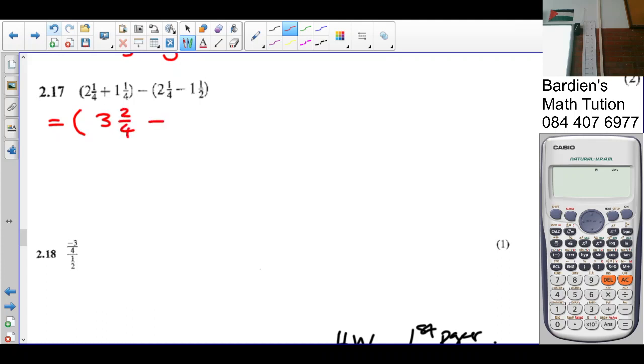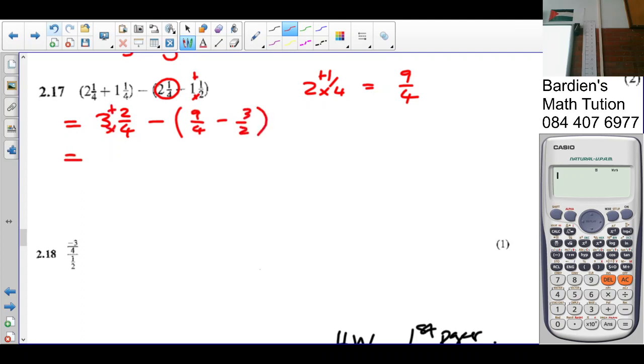Not so, minus. Here we need the LCM. Not so. So, what's the LCM here in this bracket? 4. But I'm going to change that. That can be 2 and a quarter. Can be written as 9/4. To multiply that. So 9/4 minus, same story, 3/2. Now what's the LCM? I'm going to change this also to improper. You said that 4 is your LCM here.